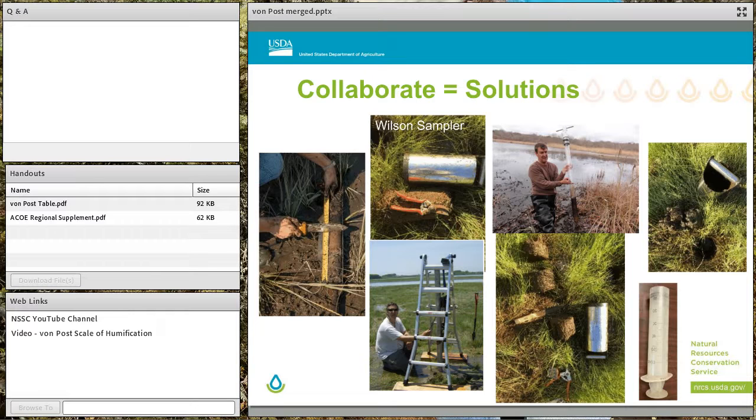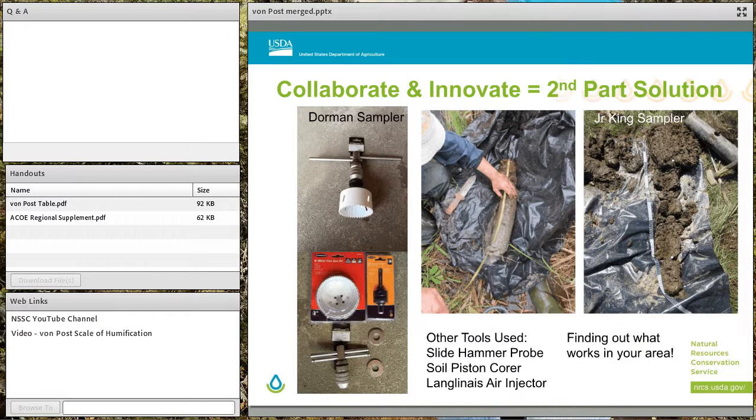And here I also have Mike Wilson's sampler, which works great. And here I have another, so you can see Macaulay. And talking with these people and finding out what tool works best for them. So moving on, the second part of the solution is collaborate and innovate. So ultimately, find out what works best for you.